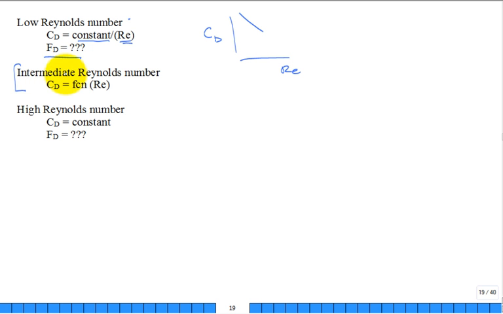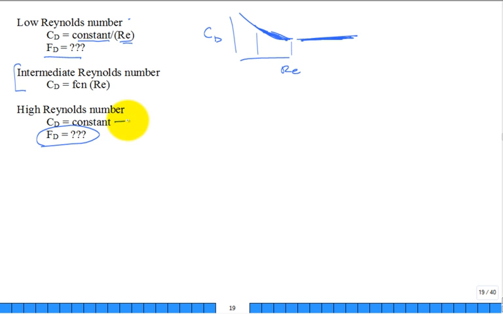So you have an intermediate region where the C sub D is a function of the Reynolds number. There's some transition region where it's a function of the Reynolds number, not just a constant over the Reynolds number, okay? And then often in high speed flow, the C sub D is a constant. It's Reynolds number independent. We already talked about how that drag force depends on the speed.